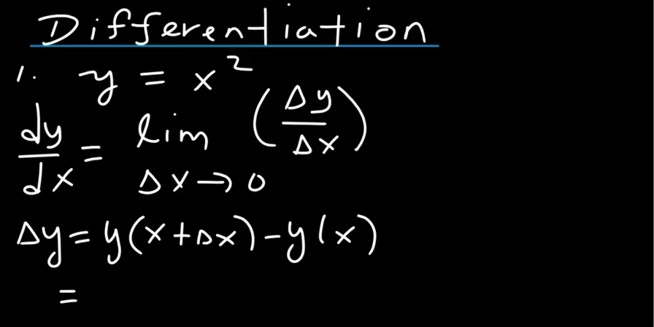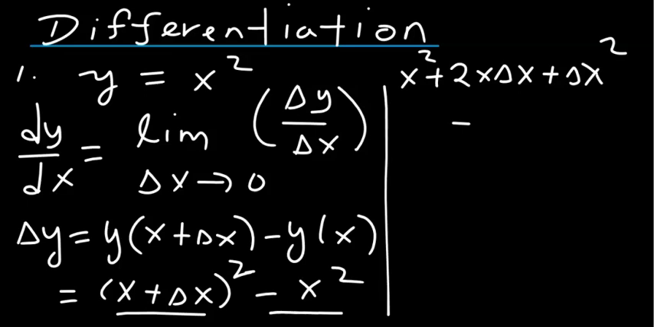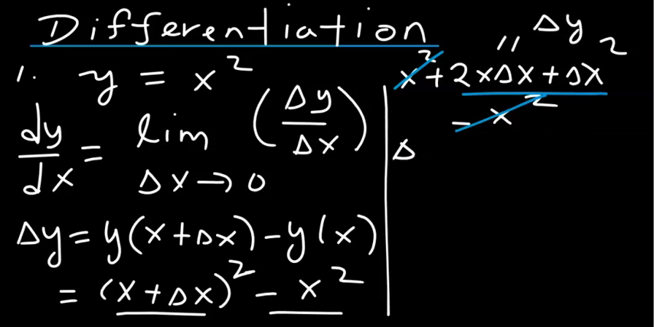y computed at x plus delta x for this function is quite simply (x plus delta x) squared, and y(x) is just x squared. (x plus delta x) squared is quite simply x squared plus 2x delta x plus delta x squared. And from that we subtract x squared. So x squared minus x squared, that's 0, and you are left with this balance. Note that this entire thing is delta y. So delta y over delta x is quite simply 2x plus delta x.